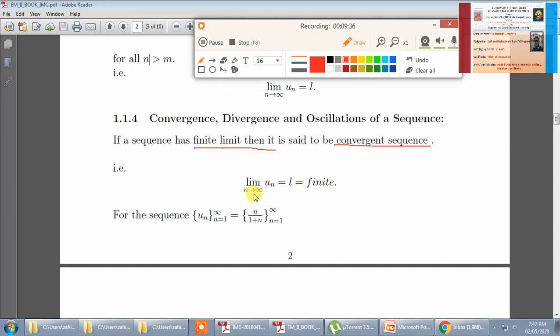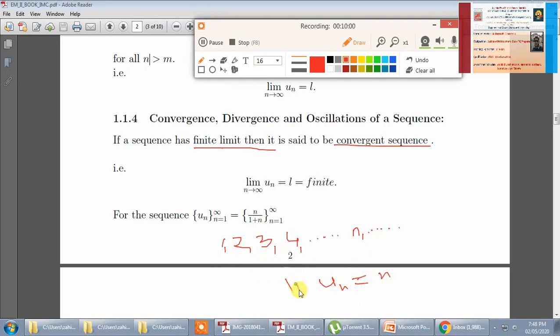So if the limit of a sequence is finite, then that sequence is said to be a convergent sequence. But suppose you have the sequence 1, 2, 3, 4, a sequence of integers. The nth term will be n, followed by n plus 1, n plus 2, and so on up to infinity. So this sequence has un equal to n.